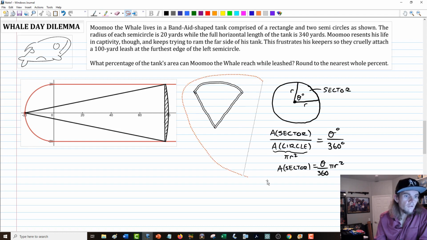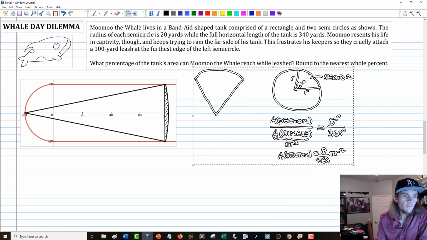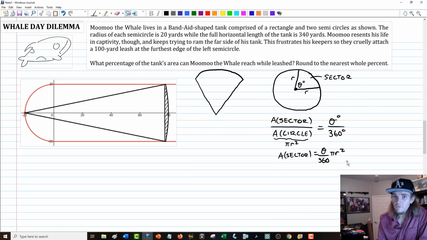I think this might be getting close to the bottom, so let me just adjust this really briefly. So basically there's what we got. We have this as our area of a sector formula. And we're going to use that exact thing over here in our picture. So let's try to translate it.